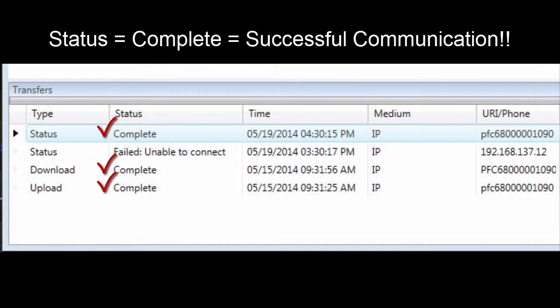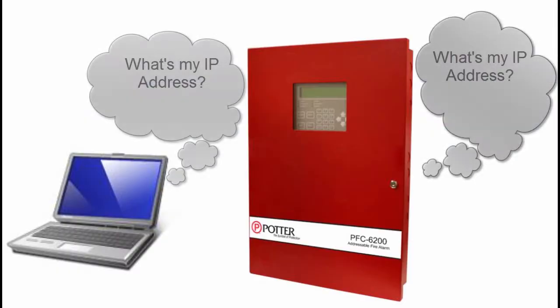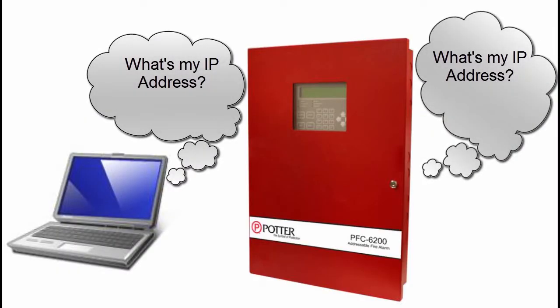In order to have successful communication between the fire alarm control panel and the computer, when direct connected, the IP address on the panel and the computer need to be similar. For example, if the IP address of the panel is 169.254.150.70, then the computer needs a similar IP address but not the same.